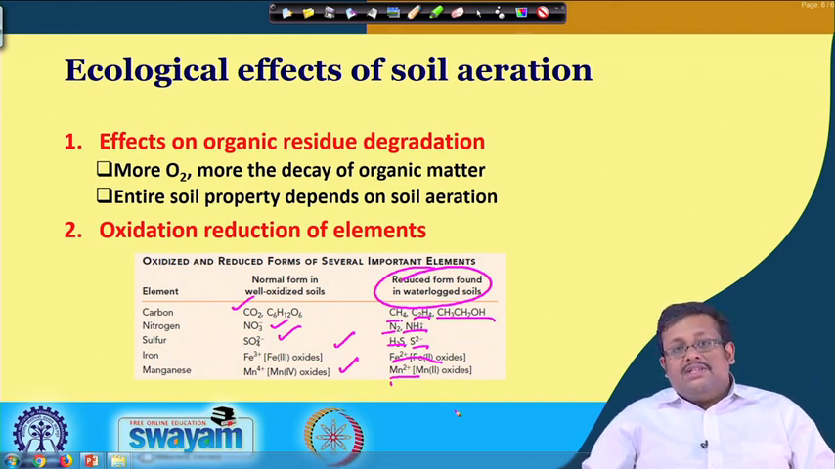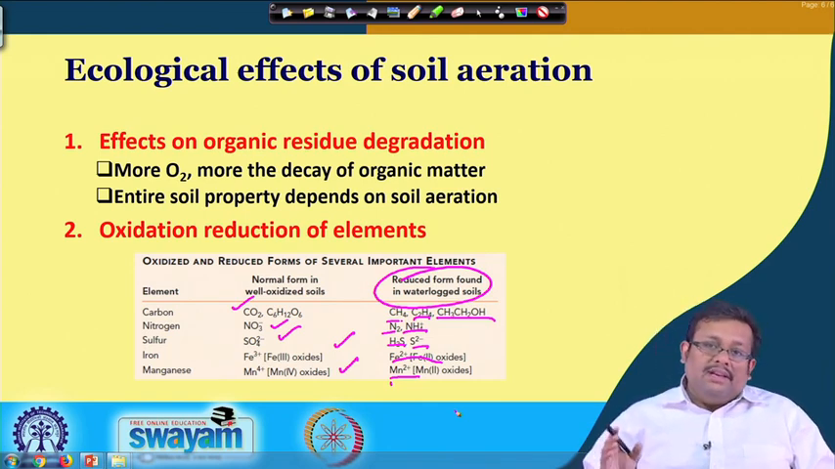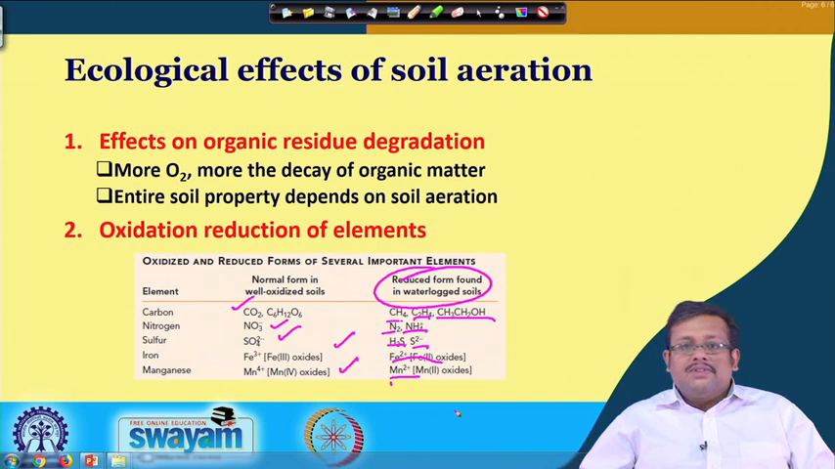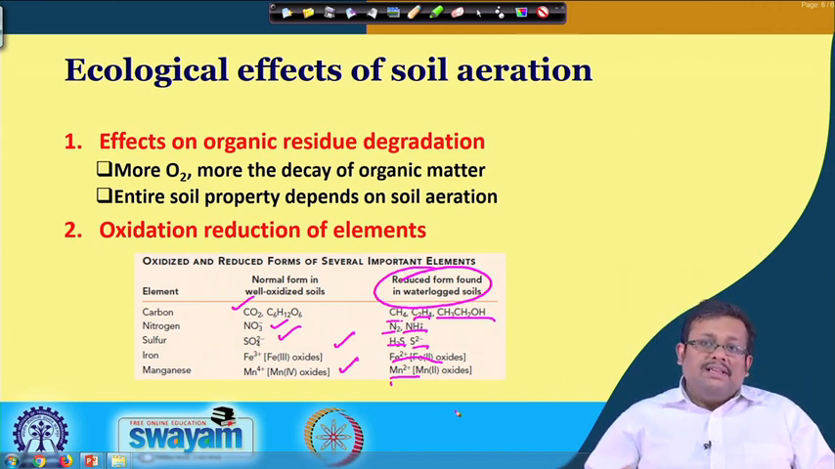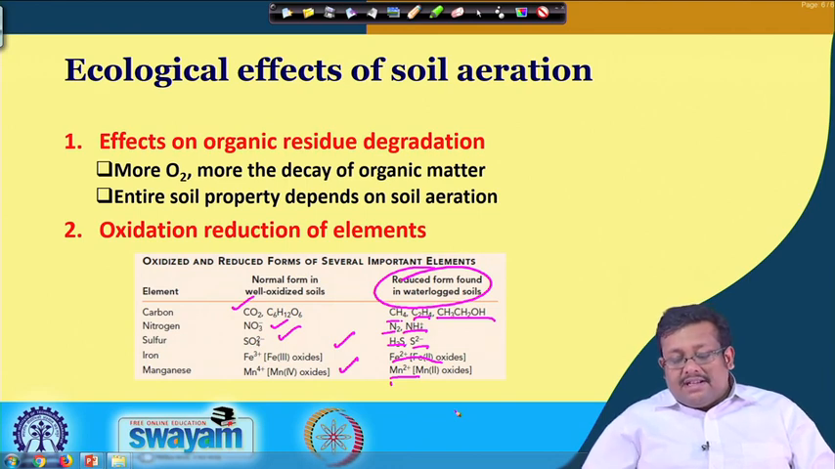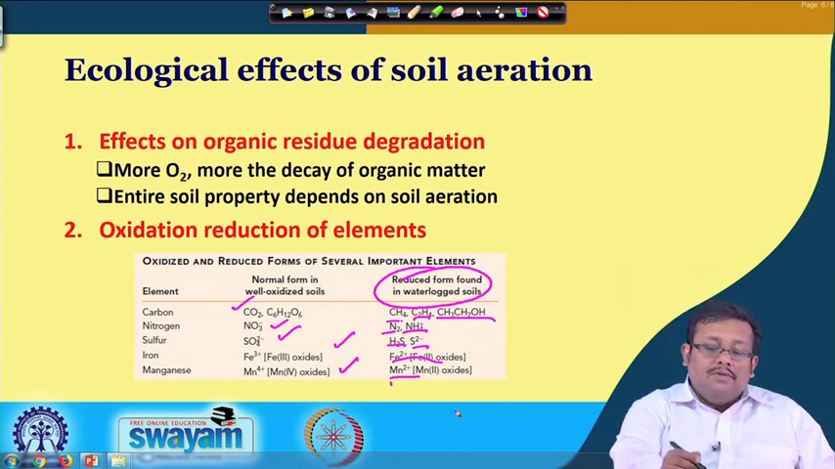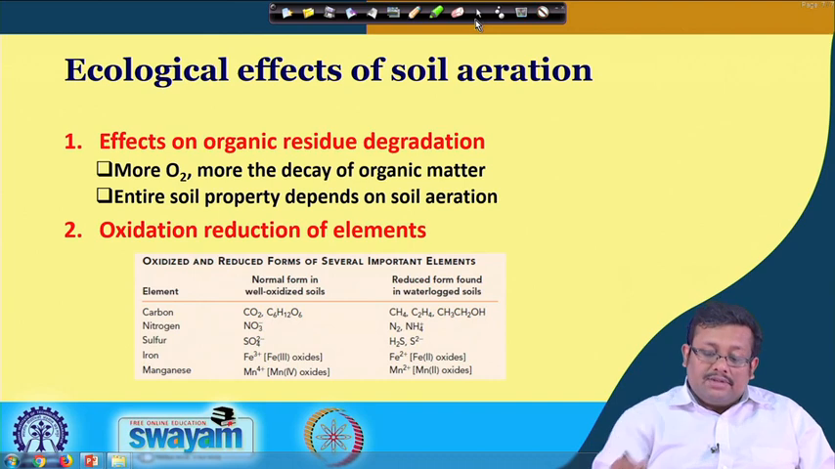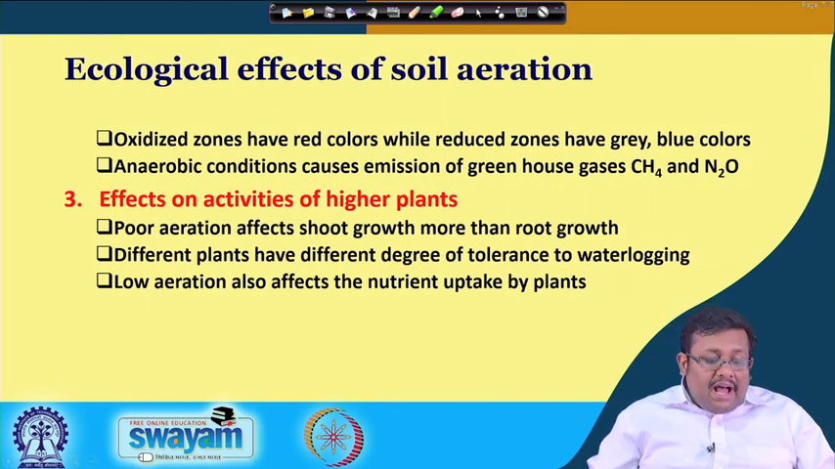Obviously, these oxidized forms will be present when there is more oxygen in the soil, whereas in the reduced condition, when there is less oxygen and more carbon dioxide, specifically in the waterlogged condition, there will be more carbon dioxide. As a result, there will be reduced forms present in these reduced conditions. So, what are the other important factors?